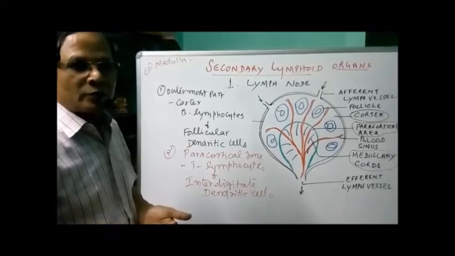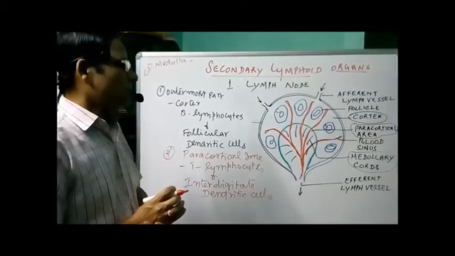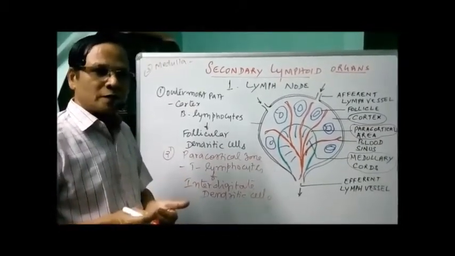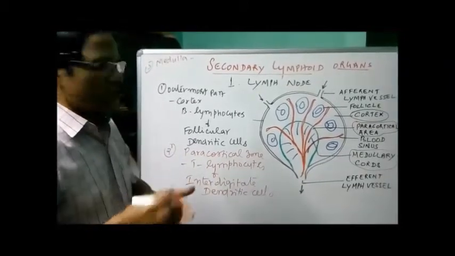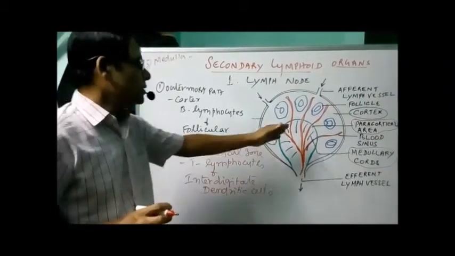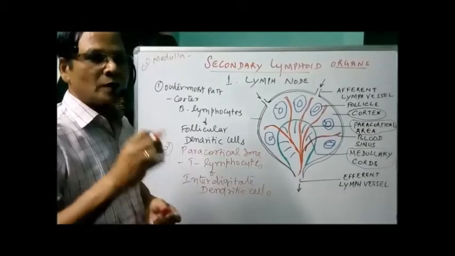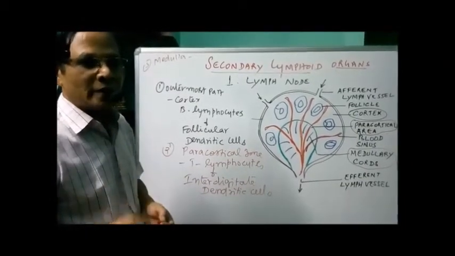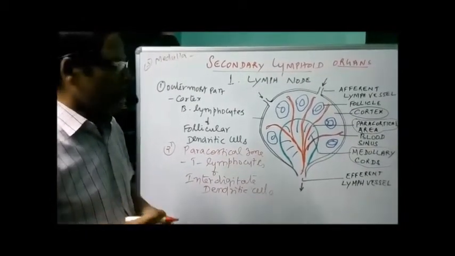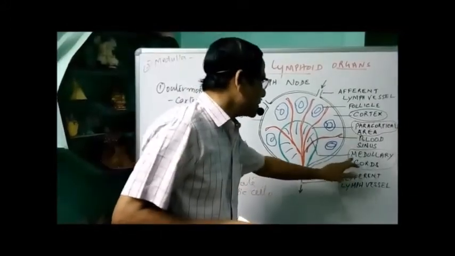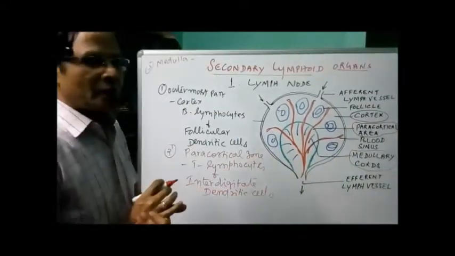Many of them are in the form of plasma cells. They are responsible for secreting antibodies, the antibody molecules. Now here the lymphocytes are arranged in the form of elongated branching bands. Such elongated branching bands are called medullary cords.